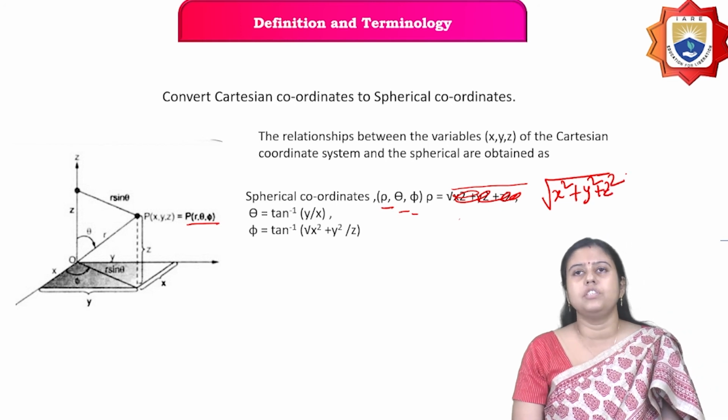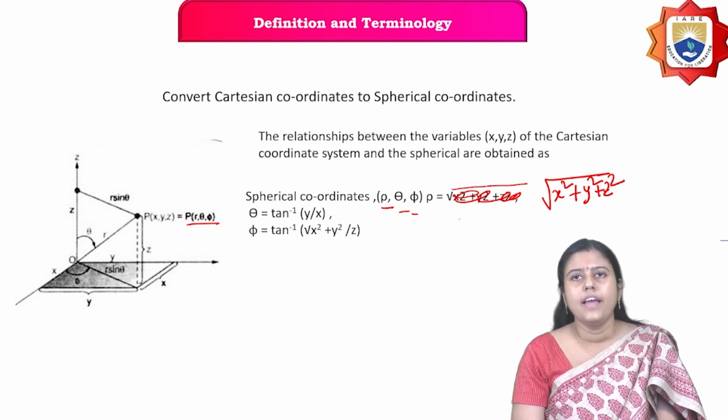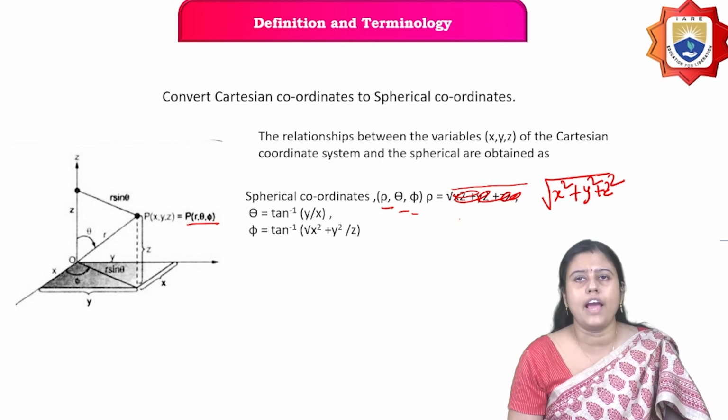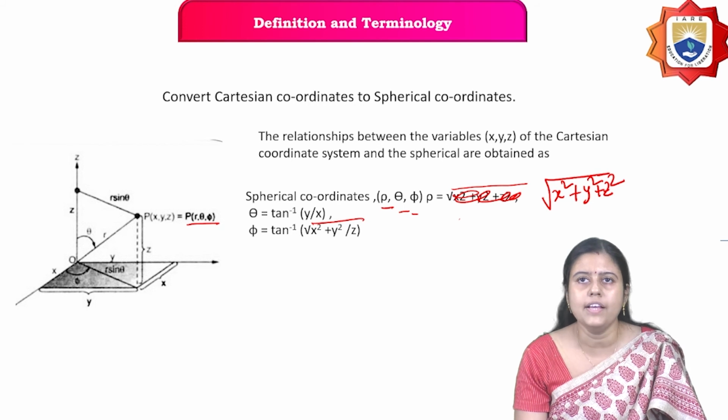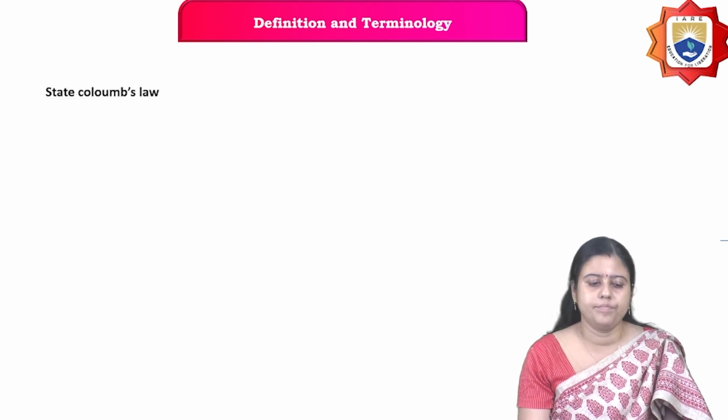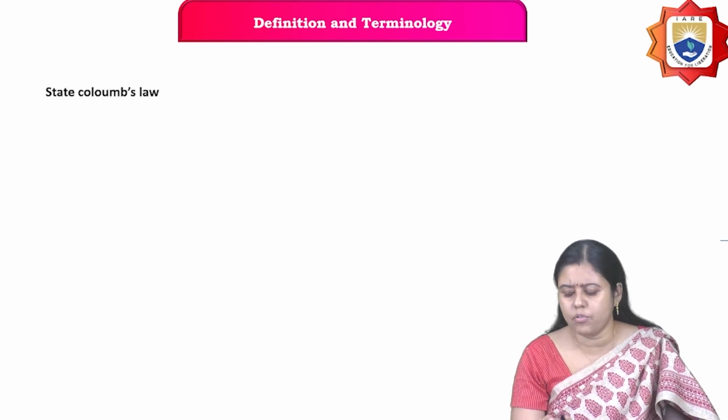Theta is equal to tan inverse y by z, and phi is equal to tan inverse square root of x square plus y square by z. So next, these are the very basic questions.